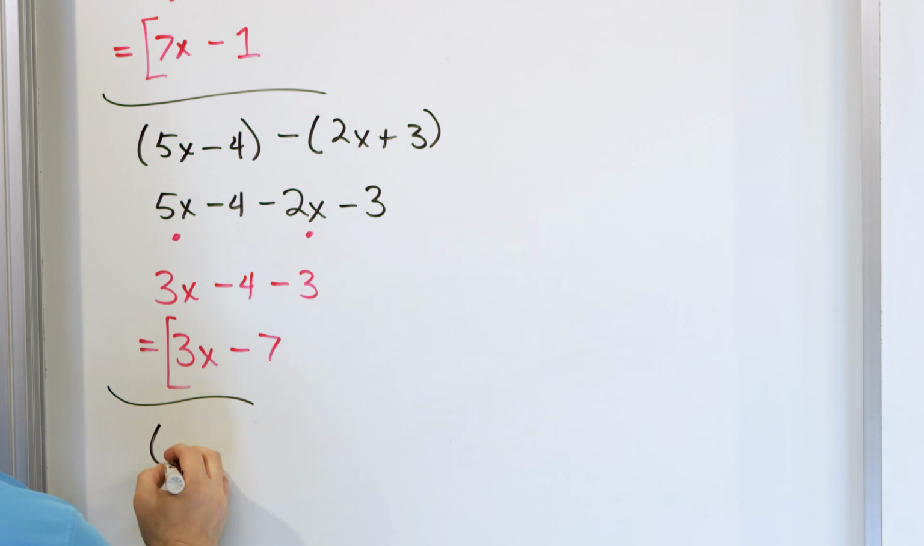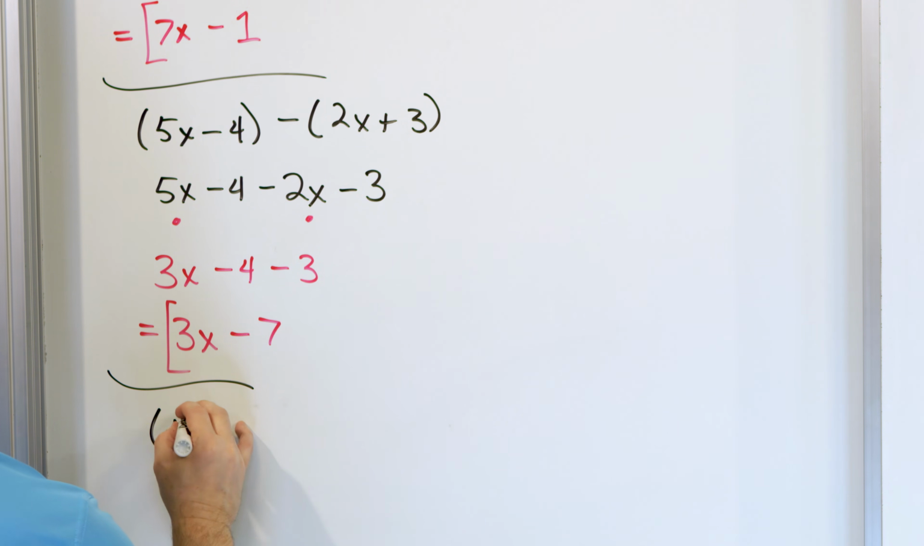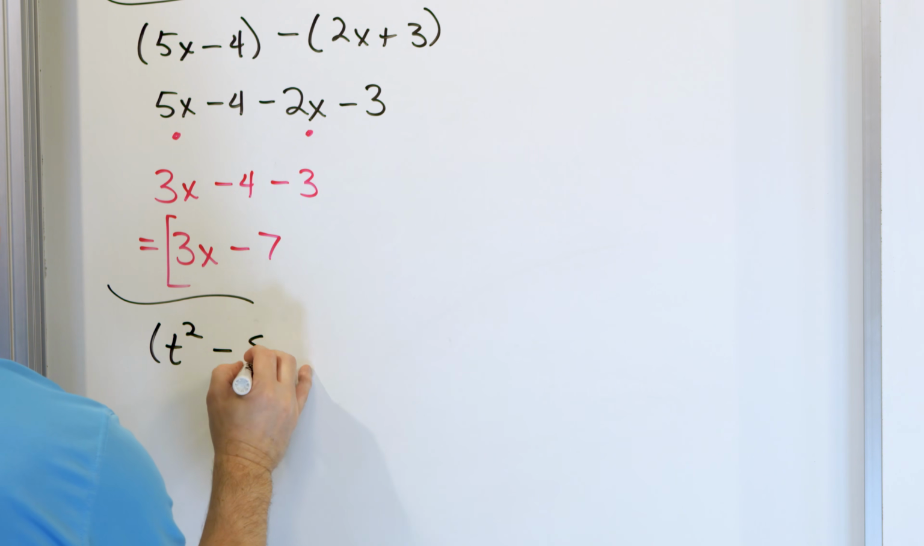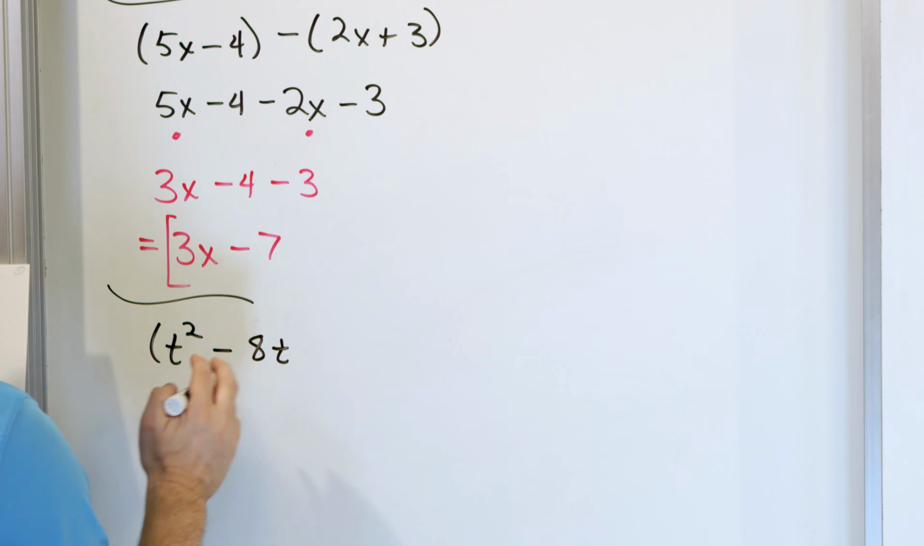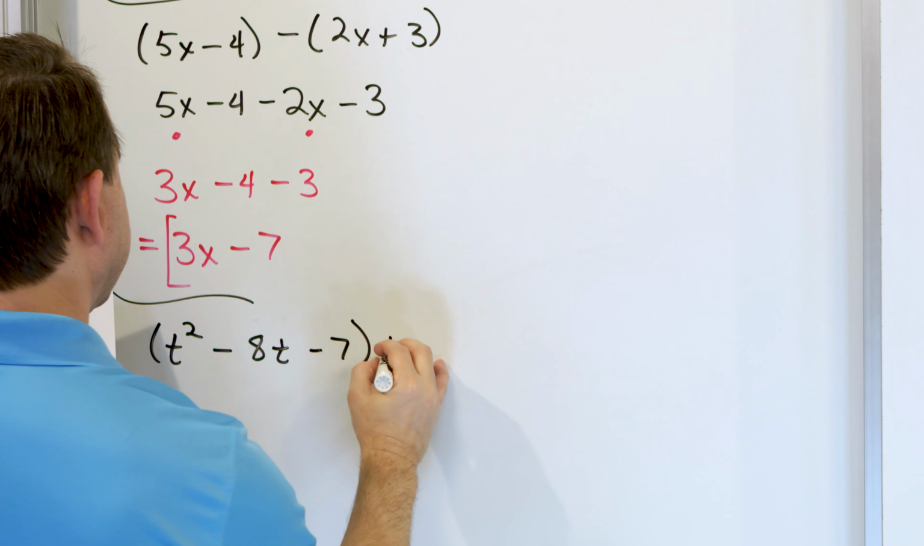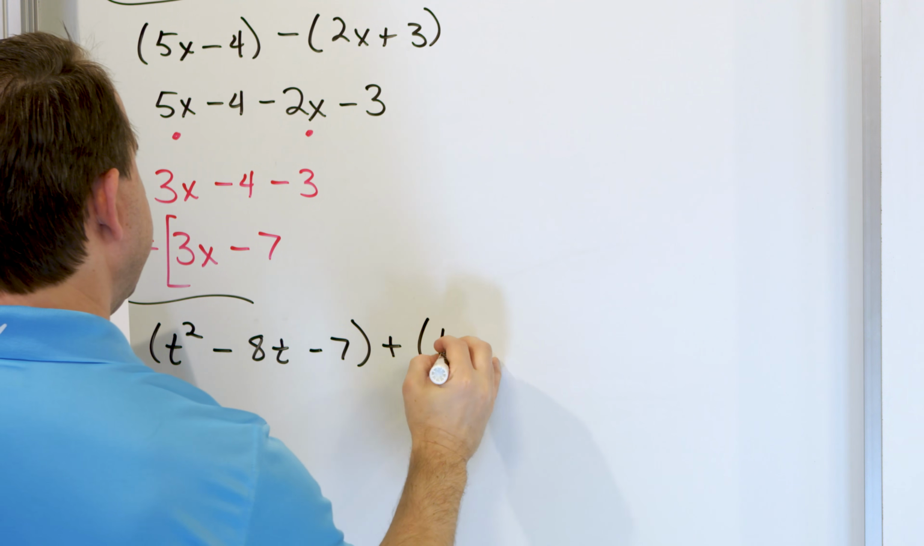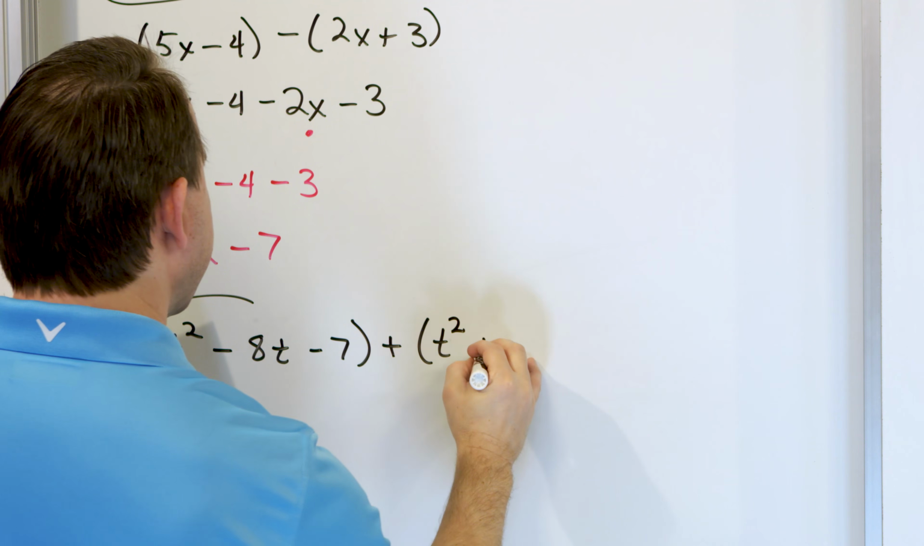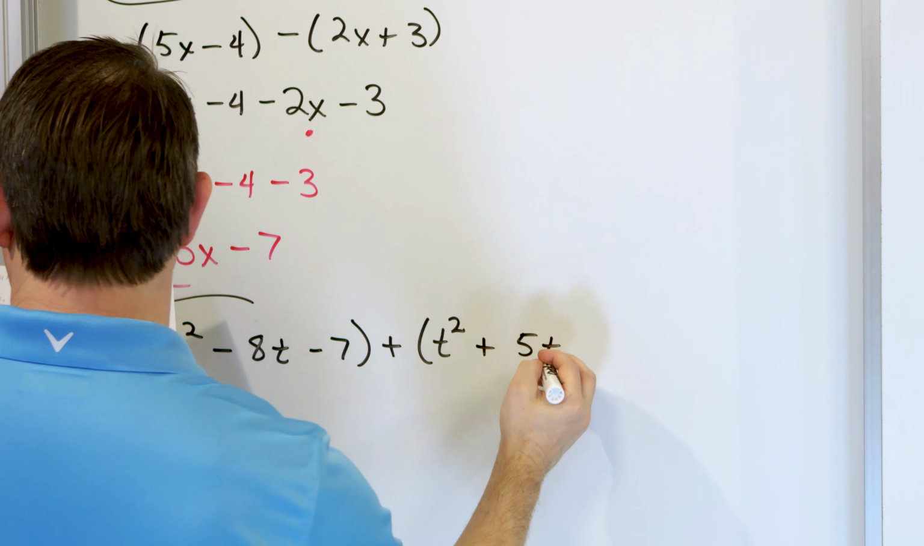It's going to look more complicated. t to the power of 2 minus 8 times t minus 7, and then plus t squared plus 5 times t minus 6.